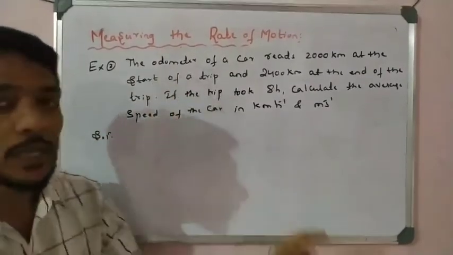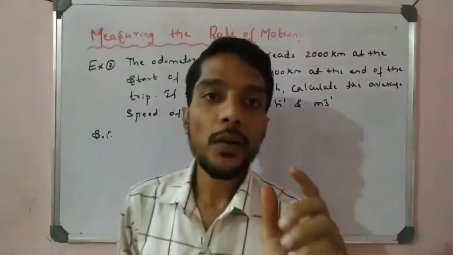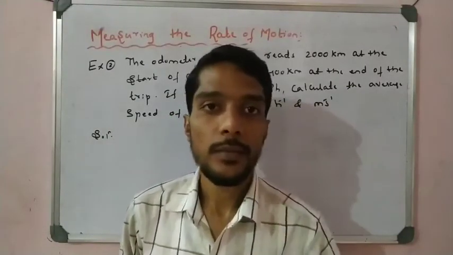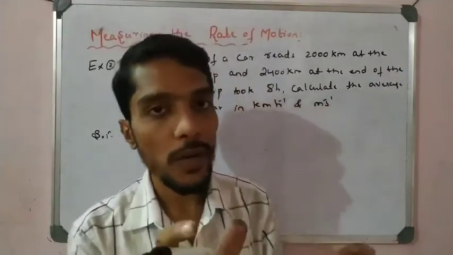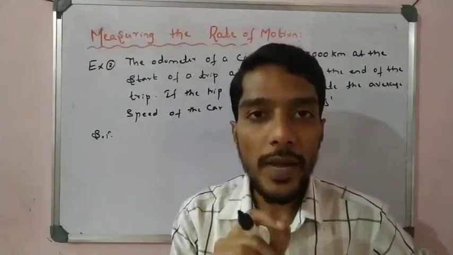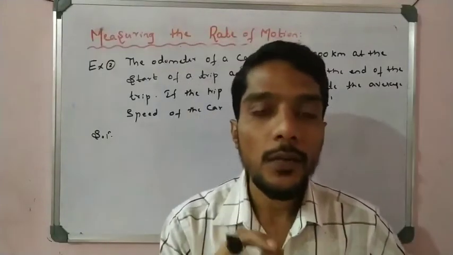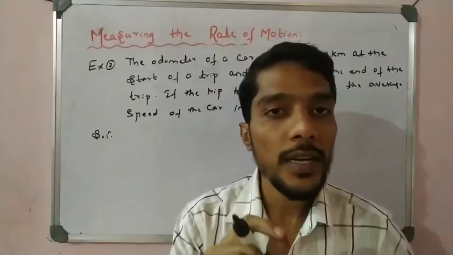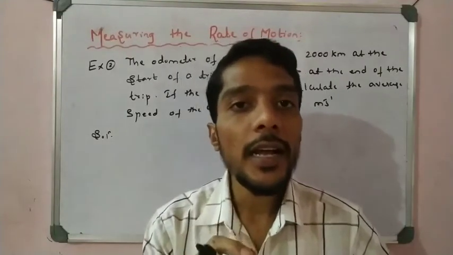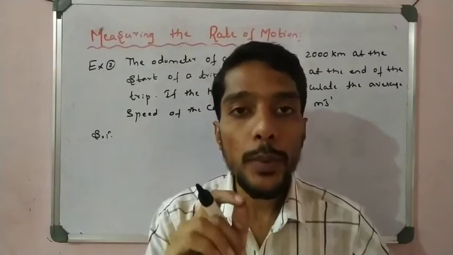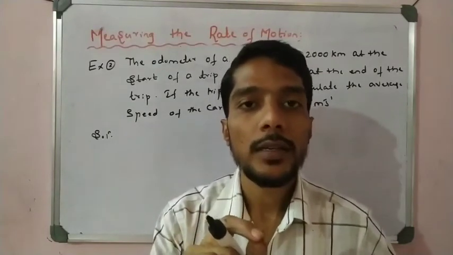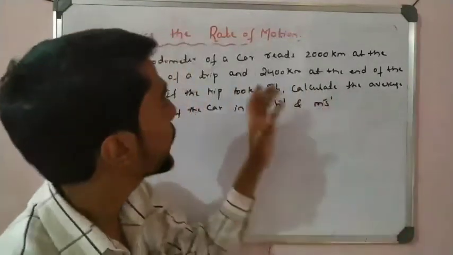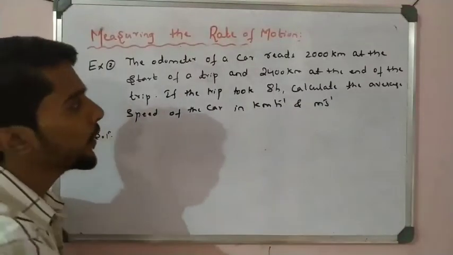So one odometer is given. What is an odometer? An odometer is a device which is used to measure distance traveled by the car, right? So write down the meaning of odometer here. Odometer is a device which is fitted in automobiles to measure the distance traveled. Okay, this is the definition of odometer. We observe the odometer in the car.